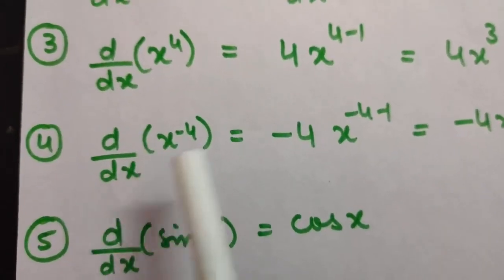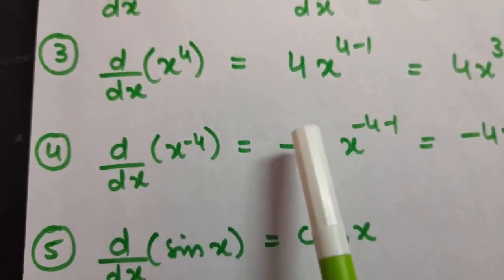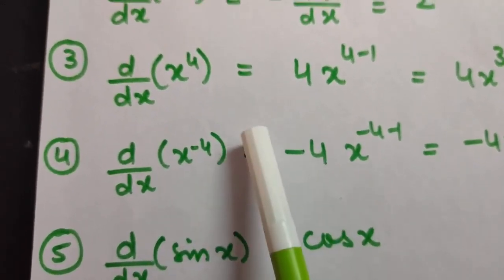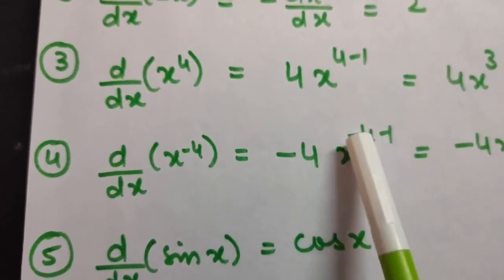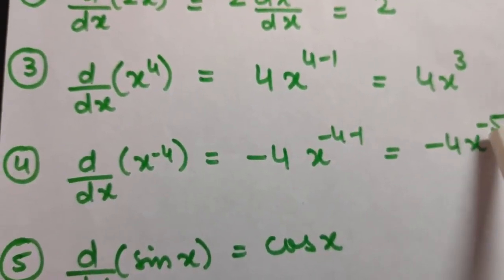Similarly, if you have a negative power, the same rule will be followed. The power will be taken outside, that is minus 4, and 1 will be subtracted from the power, that is x to the power minus 4 minus 1. So this will become minus 4 x to the power minus 5.